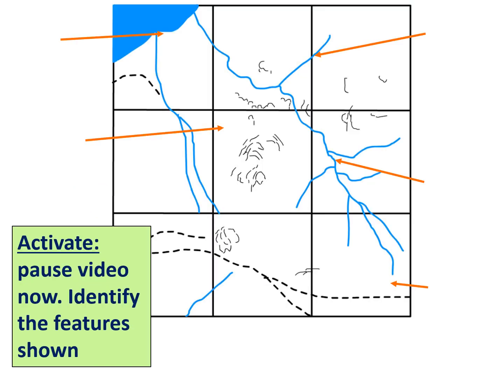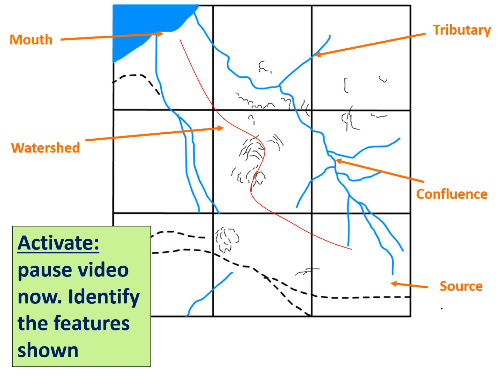Please pause the video and try and identify the features shown on the map. You've got 5 arrows and I want you to write down what you think they are. So this was the tributary. This was the source, confluence, watershed, and then finally the mouth.